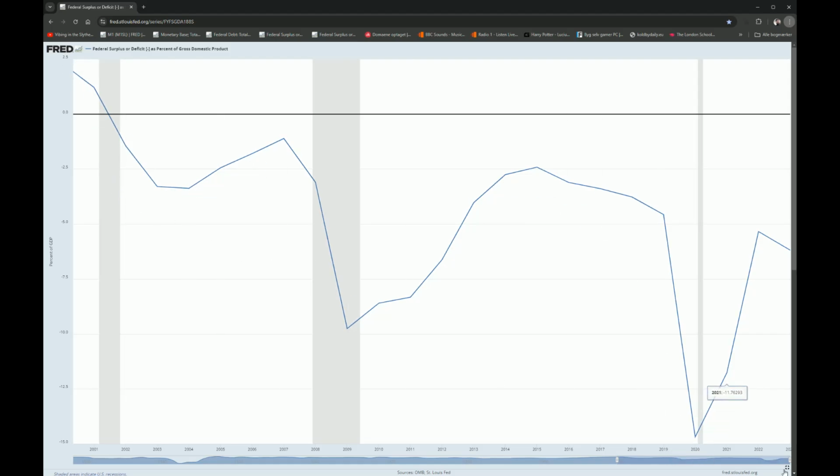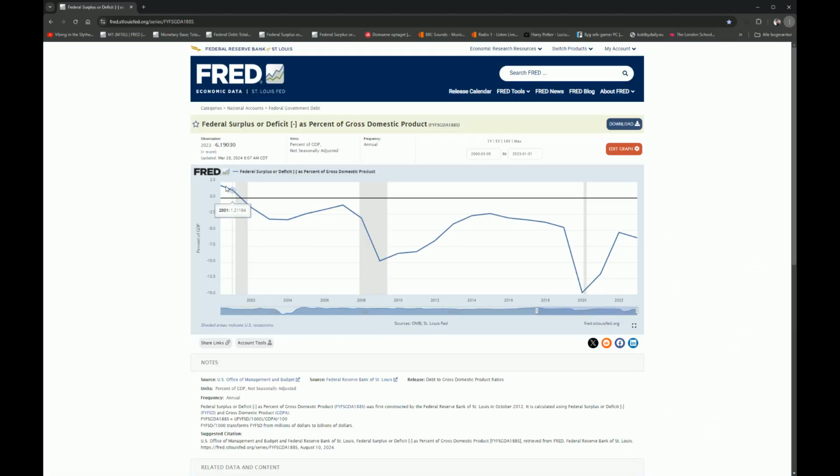So it's surplus down 1%. Then in 2003, deficit 2%. Then deficit 2%. Then 1.7. Then 1.1. Then deficit 9%, almost 10% of gross domestic product deficit that year.